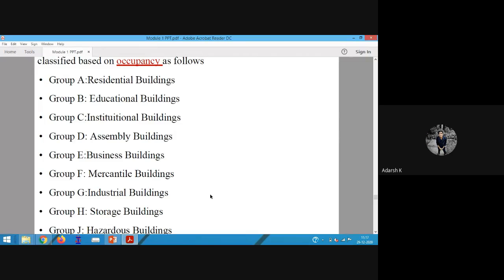Yes, sir. Others, just explain what's meant by Group A residential buildings and what all buildings might come under this category. Residential buildings are buildings in which sleeping accommodations are provided, with or without cooking facilities. Examples can be lodges, dormitories, hostels, etc.